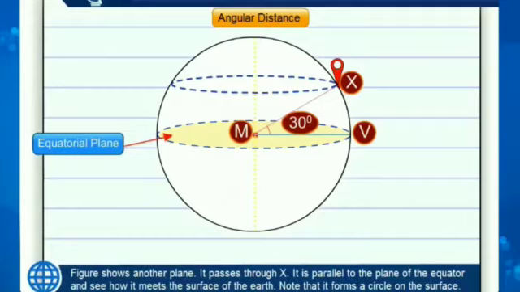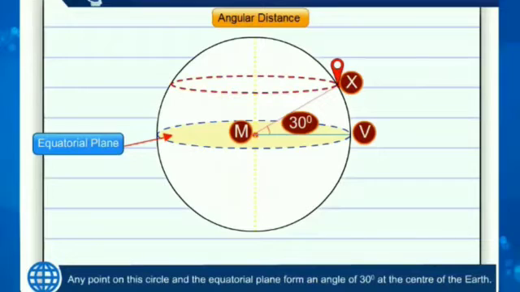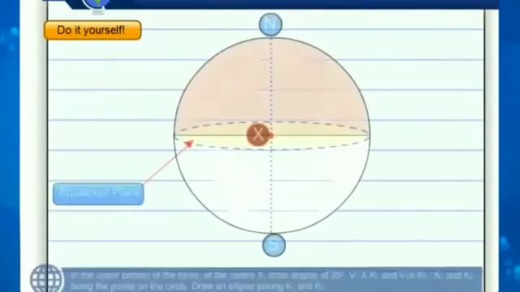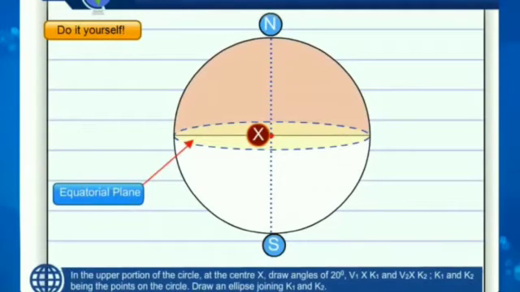The figure shows another plane. It passes through X. It is parallel to the plane of the equator. Observe and see how it meets the surface of the earth. Note that it forms a circle on the surface. Any point on this circle and the equatorial plane form an angle of 30 degrees at the center of the earth. Do it yourself. In the upper portion of the circle, at the center X, draw angles of 20 degrees.